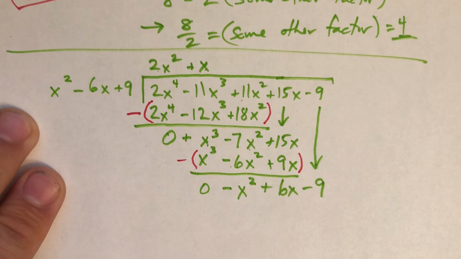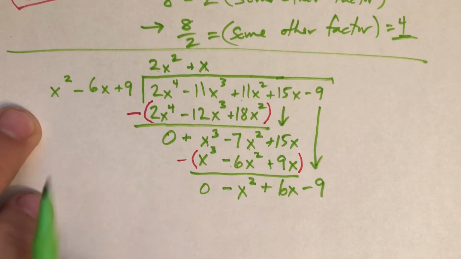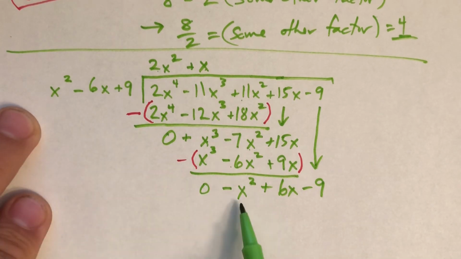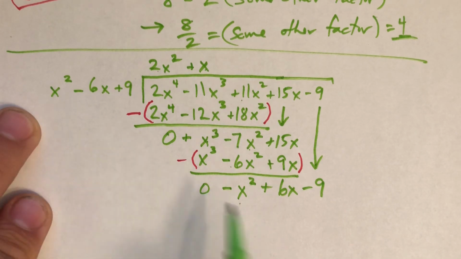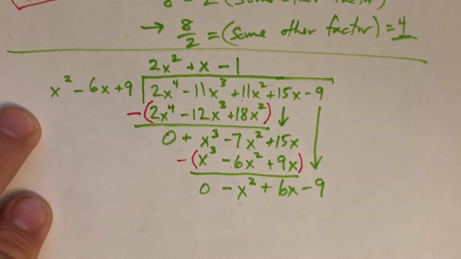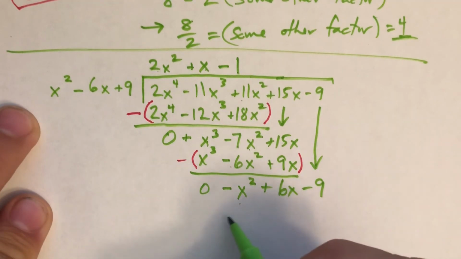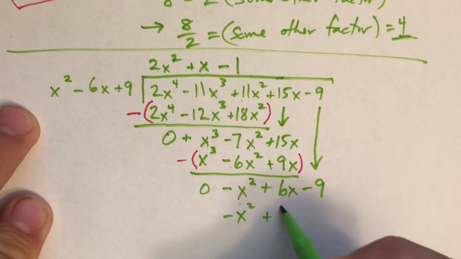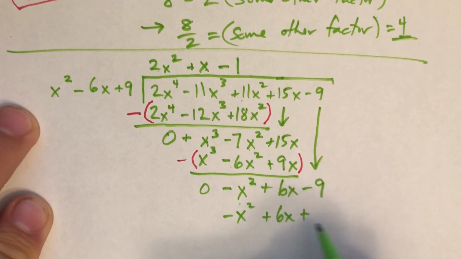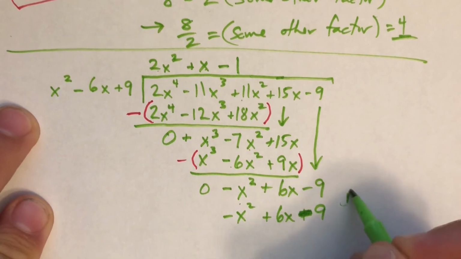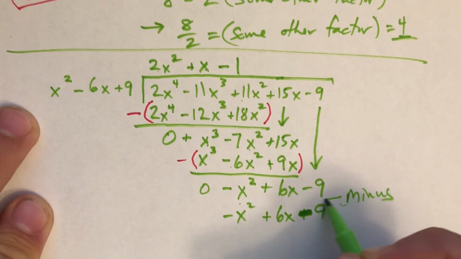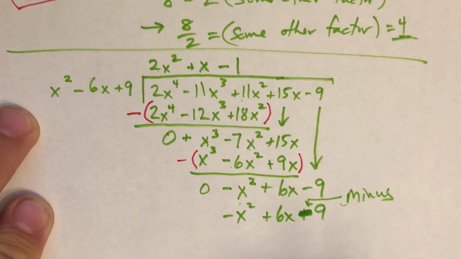So we've got the same deal, right? How many times does x squared go into negative x squared? Well, we'd have to multiply that by a negative 1, and then we can just multiply. So we got negative x squared plus 6x, minus. That's a minus. I think that's probably clear, but just to be extra clear there.